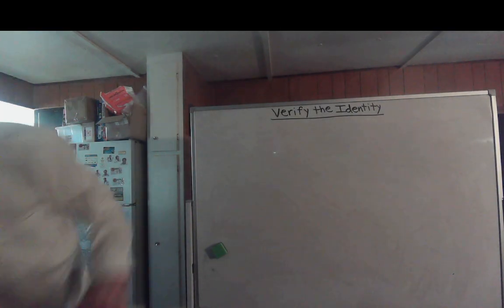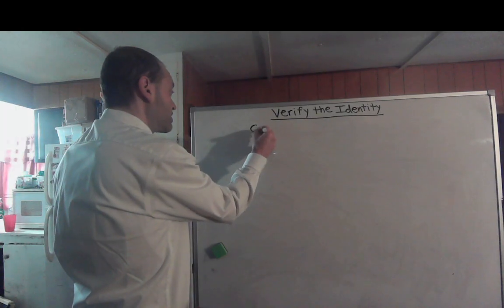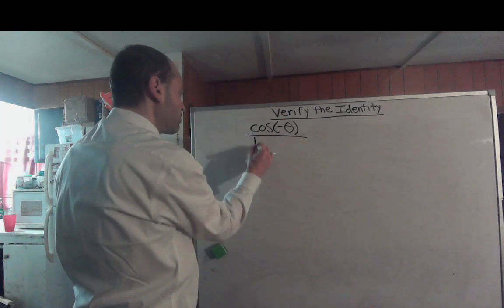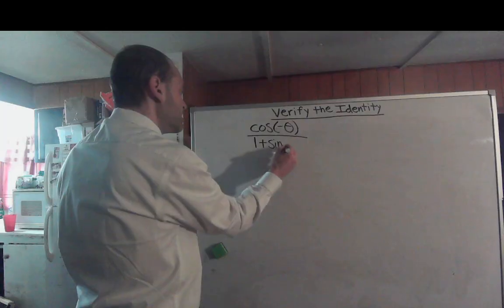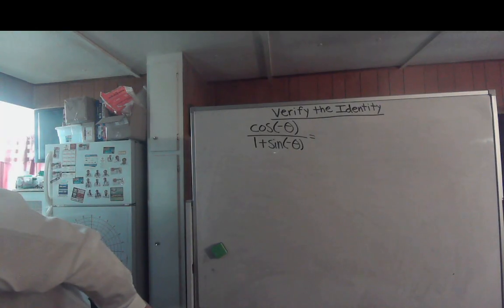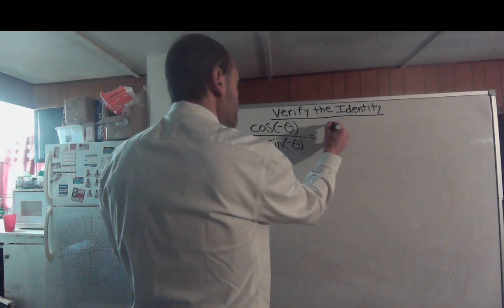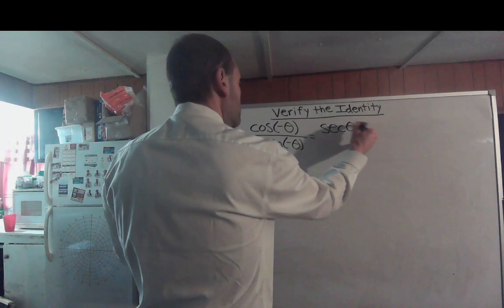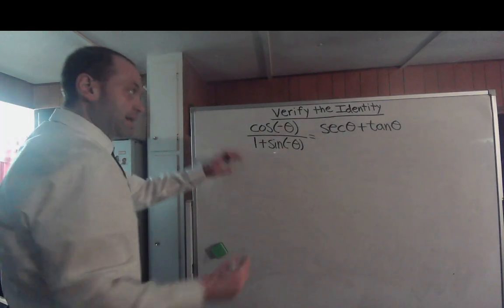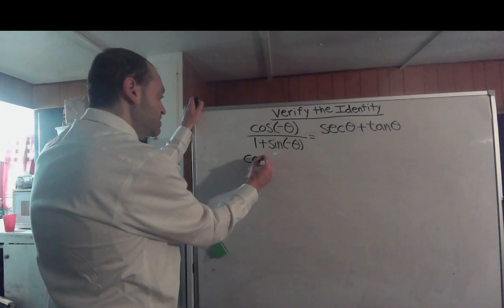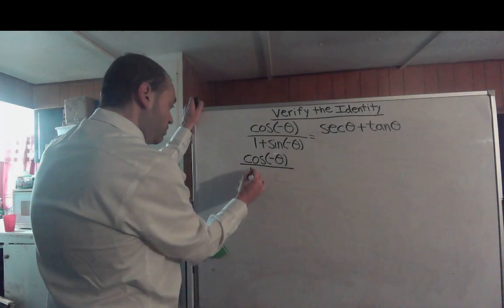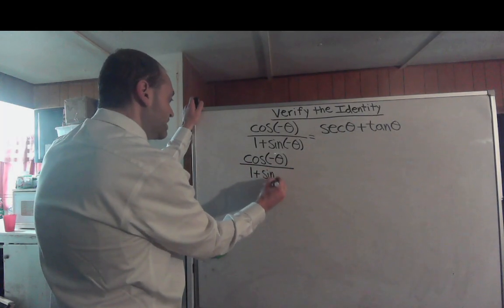All right. So now let's see, the cosine of negative theta all over 1 plus the sine of negative theta, we have to verify that that is equal to the secant of theta plus the tangent of theta. So let's write out the left-hand side again. So the cosine of negative theta all over 1 plus the sine of negative theta.